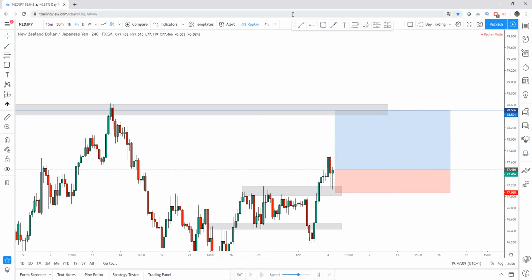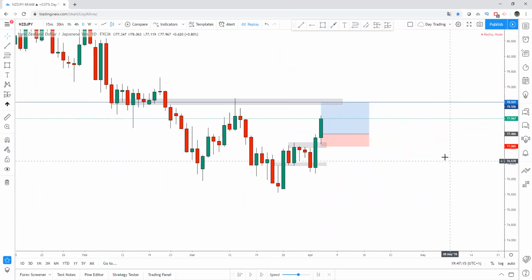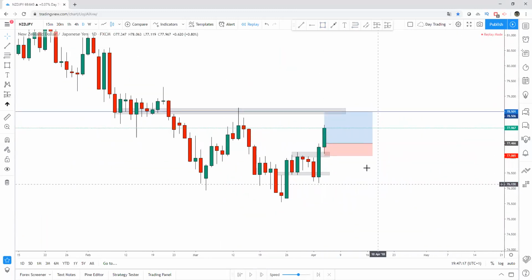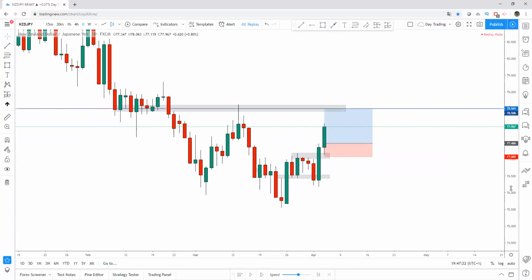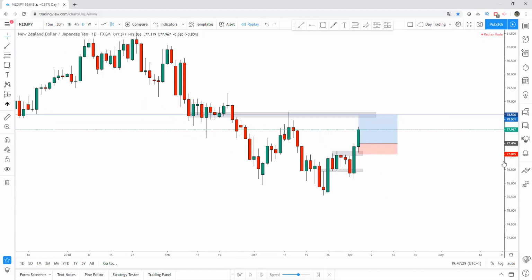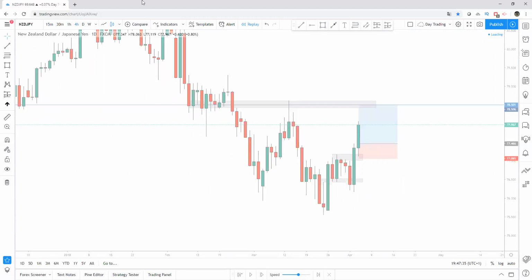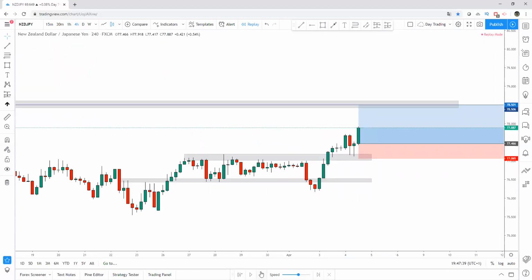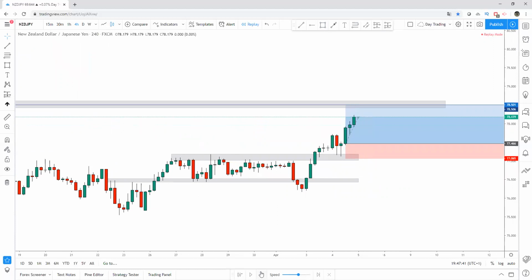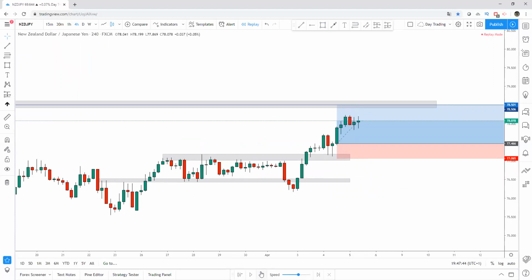Can you switch to the daily, please? Yeah, so this is already playing out. Yep. Maybe a lower high, no? A lower high. Yep, it could be, but we decided to follow the 4-hourly structure. 4 hour. Okay, sorry. Yep. Let's see what happens. Okay, we're break even right now.